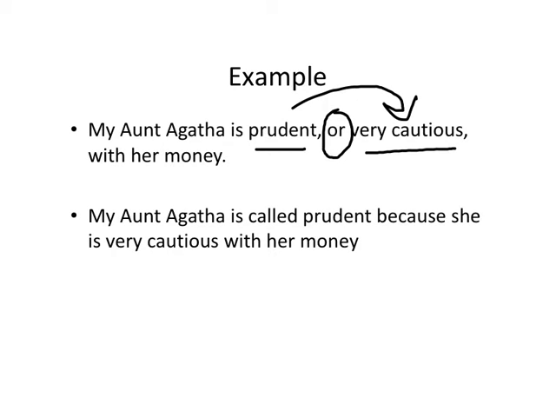Now let's look at the second example. My Aunt Agatha is called prudent because she is very cautious with her money. Just like the first example, the signal is called shows us that prudent means very cautious.